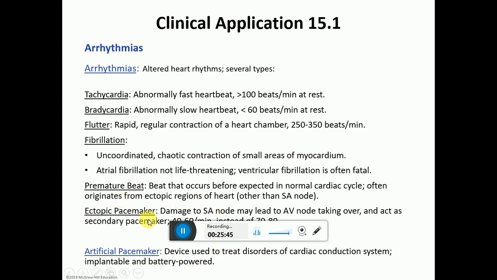An ectopic pacemaker, which I already touched on, occurs when you've got damage to your SA node, which could lead to other parts of the conduction system taking over. It could be an AV node, it could be a Purkinje fiber, and usually if it's the AV node or the Purkinje fiber, these heart rates are going to be slower than the SA node. So the SA node being the pacemaker, it is the strongest of these three batteries.